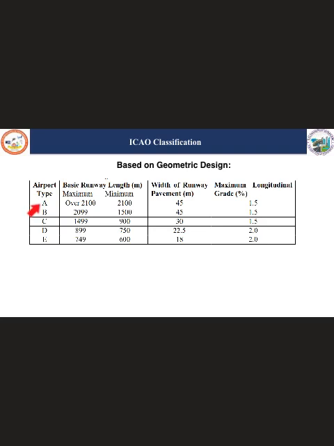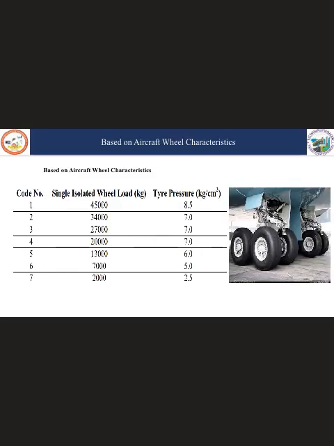When you look into that, for a type A airport, we must have a runway length of more than 2100 meters. It is one of the conventional takeoffs where the runway length is more than 1500 meters, the width of the runway is 45 meters and the longitudinal gradient is 1.5 percent. Similarly, the geometric elements for various types are given by the ICAO, and you can note that the maximum gradient provided for the runway will be restricted to 2 percent.